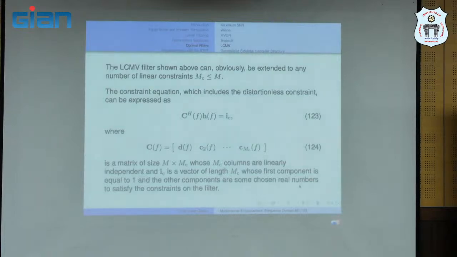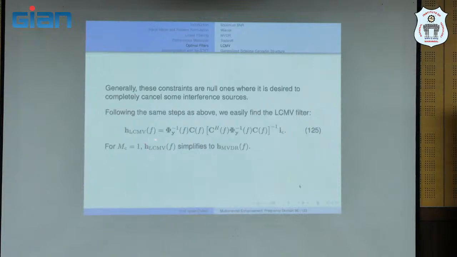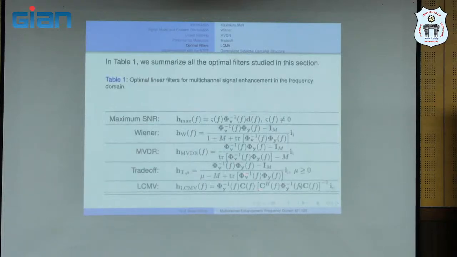And we can solve this general formulation, you see, and this is the solution. So of course, if we have only the one constraint, the distortionless constraint, this is the MVDR. And here we have a list of what we learned so far: Wiener, maximum SNR, MVDR, trade-off, LCMV. We see the relations between them. Very beautiful to see all these relations and their performances and how they relate to each other. Any questions? Okay.